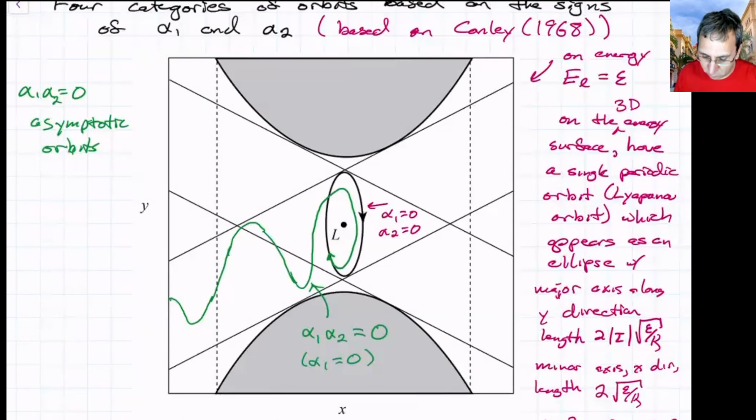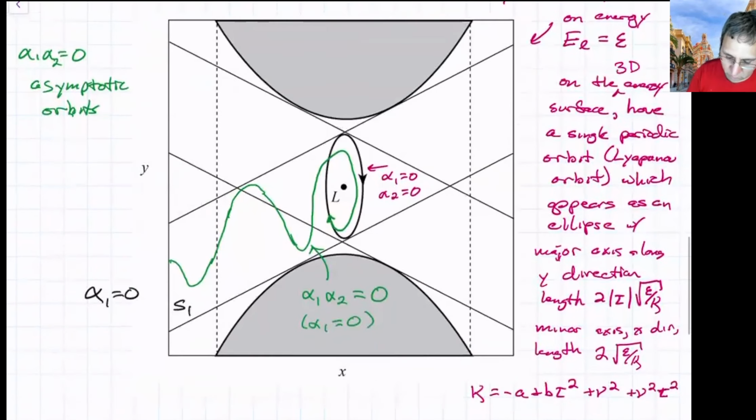The asymptotic orbits are related to these strips that I've shown here. Conley labeled these. He was basically saying, look at the stable and unstable directions. So these are strips that are parallel to the stable and unstable directions. So alpha 1 equaling 0 maps to this strip that goes from the lower left to the upper right. And you could even write the equation for it.